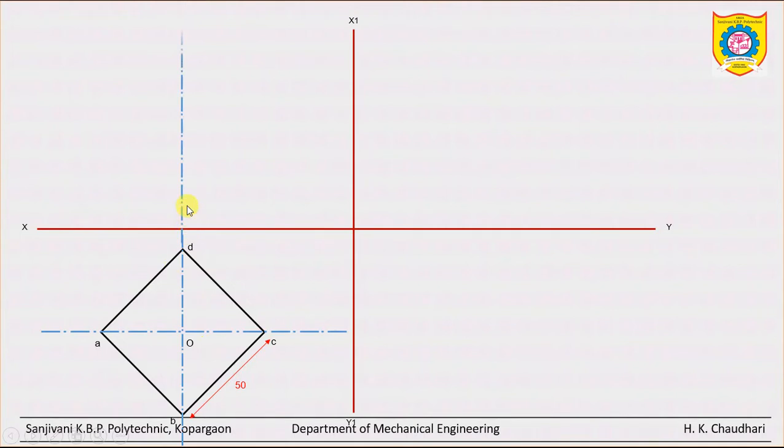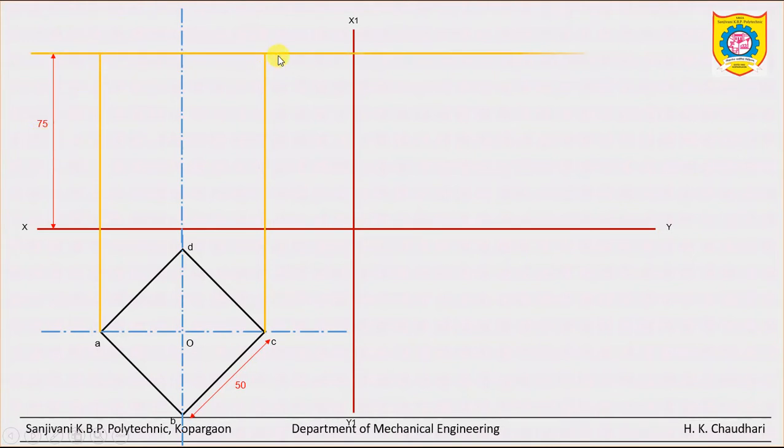Next, just extend this center line in the front view. We have to draw the front view of this square prism. So just draw the projectors from A and C. Okay. So on this projector there will be edge A and here there will be edge C. So first take the height of the prism, 75 mm, and draw the top surface.